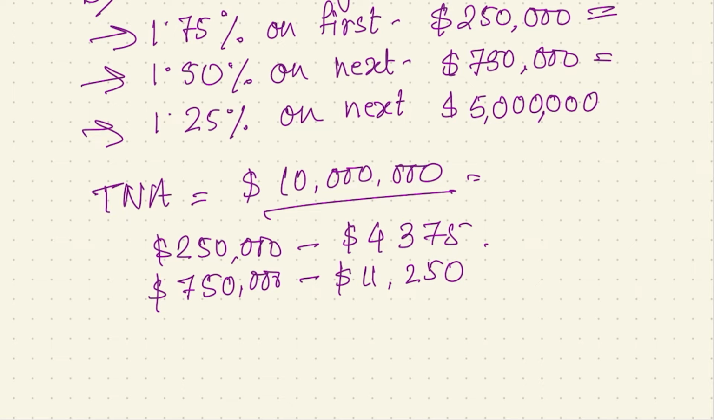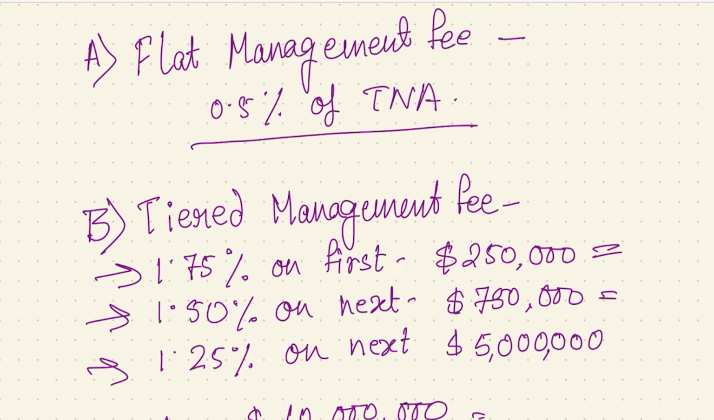Next, on the remaining amount, which is the remaining 9 million, we are going to charge 1.25 percent of the management fee. So this is going to be your total management fee. Now this is on a yearly basis. On that you have to divide it by 365 days to get your per day management fee. So this is how you calculate when you have a tier based management fee.